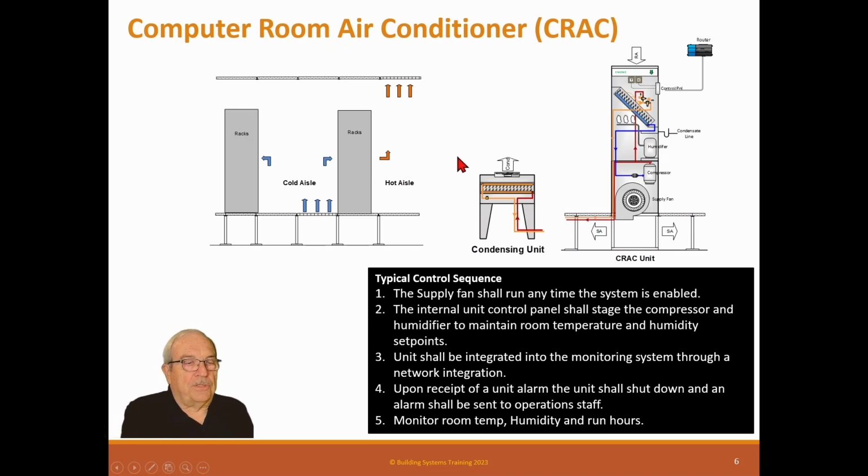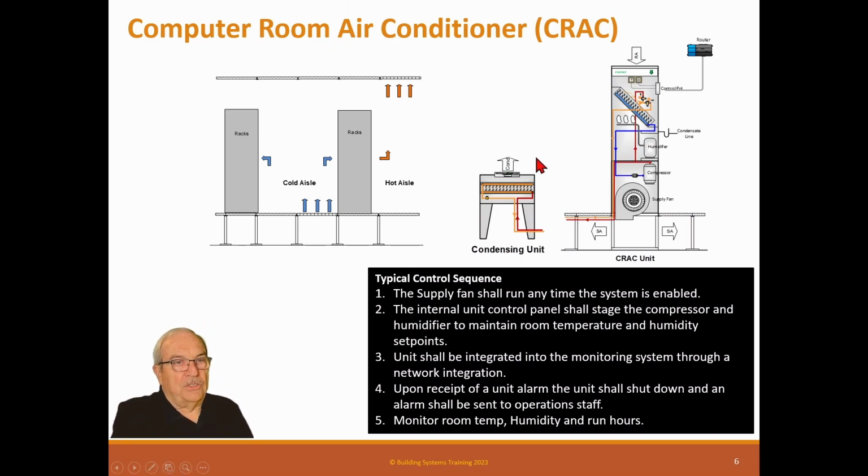Typical sequence is pretty simple. Supply fan shall run anytime the system is enabled. The internal unit control panel shall stage the compressor and humidifier to maintain room temperature and humidity set points. Unit shall be integrated into the monitoring system through a network integration. Upon receipt of a unit alarm, the unit shall shut down and an alarm shall be sent to the operating staff. Monitor the room temp, humidity, and run hours.